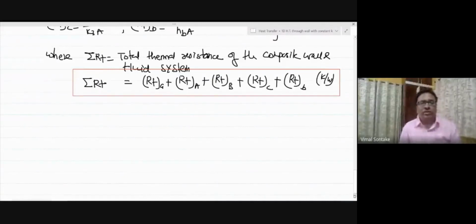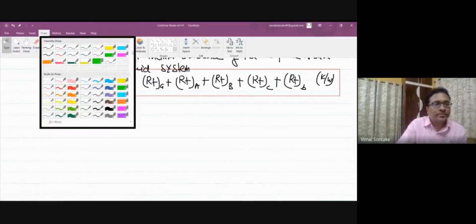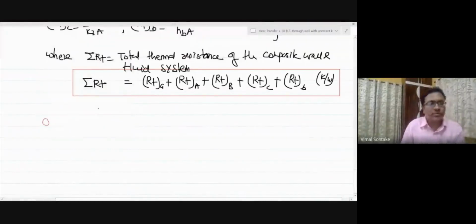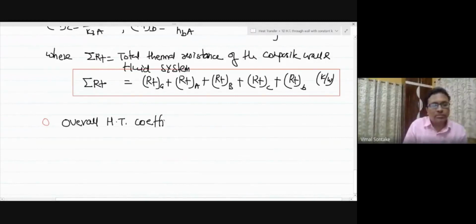Now, after finding out the temperature variation in case of plain wall or composite wall separating hot and cold fluid, and finding out individual expressions for thermal resistances, now let us discuss one more very important concept, and it is called the overall heat transfer coefficient. This is represented by capital U.